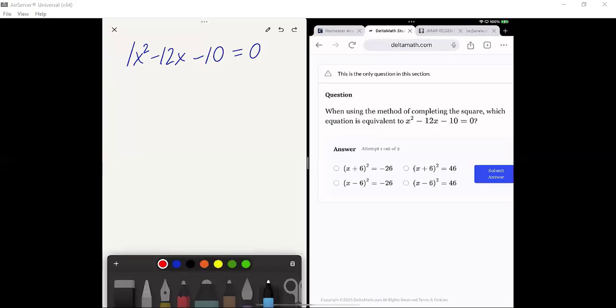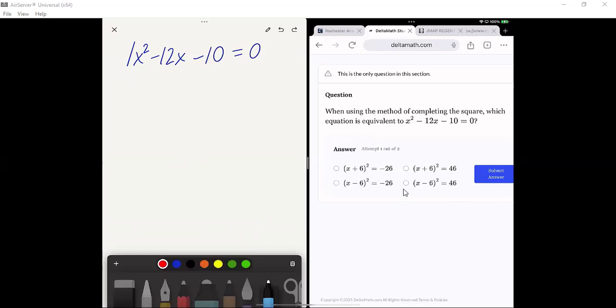I said I was going to do a video on how to attack the completing the squares questions to try to get full credit. I'm going to show you basically what you're doing with completing the square that's a little different than the quadratic formula. So you can see on my iPad, I've got an equation. They want us to figure out which one of these four choices is the right one for completing the square.